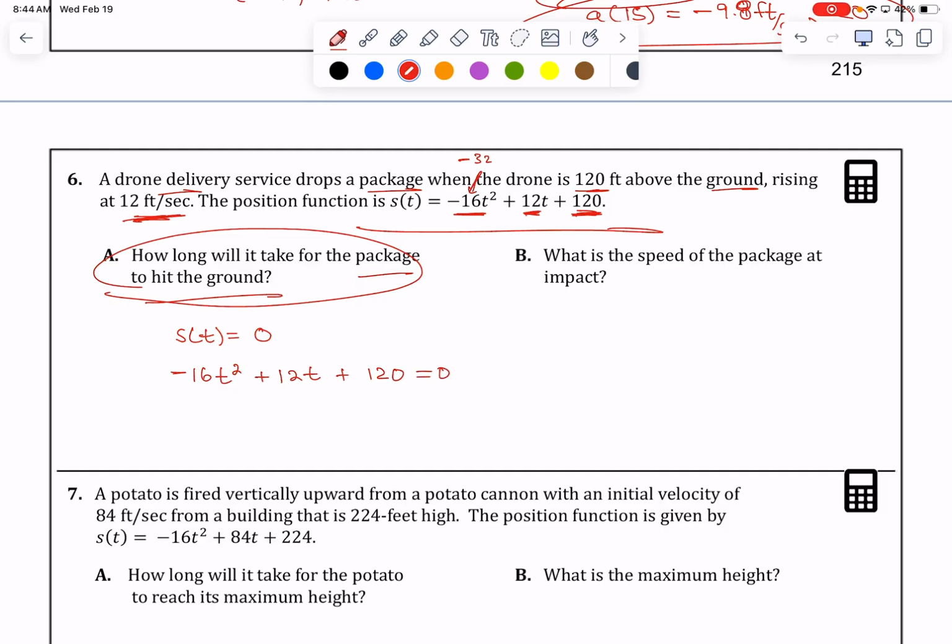Can't do it. Can you factor anything out? I think you can factor out a 4, can't you? So I factor out a negative 4. That'll leave me with 4t squared minus 3t plus 30. Is that correct?